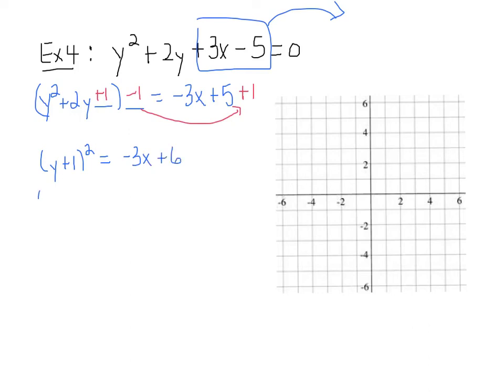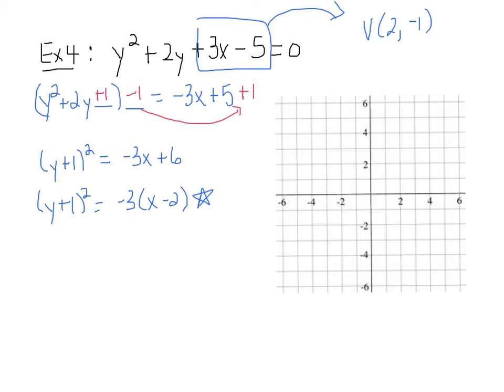And then you would want to factor out the coefficient, so y plus 1 squared equals negative 3 times x minus 2. Now here is my standard form equation, so that's going to give us our vertex. Our vertex is going to be 2, negative 1. Remember to take the x value first.